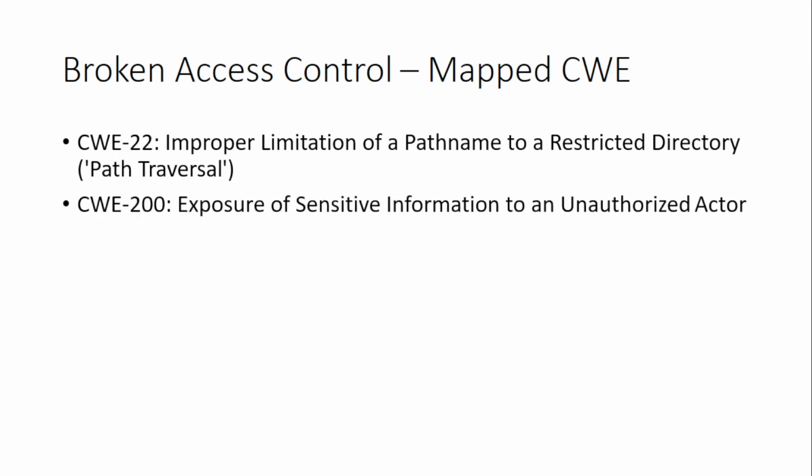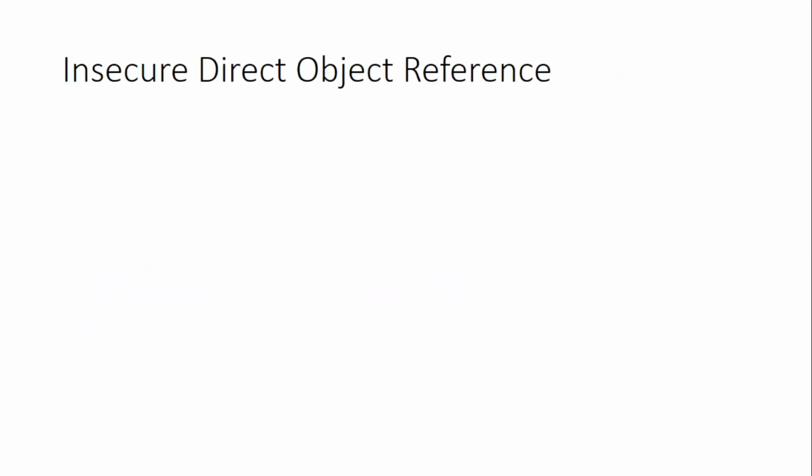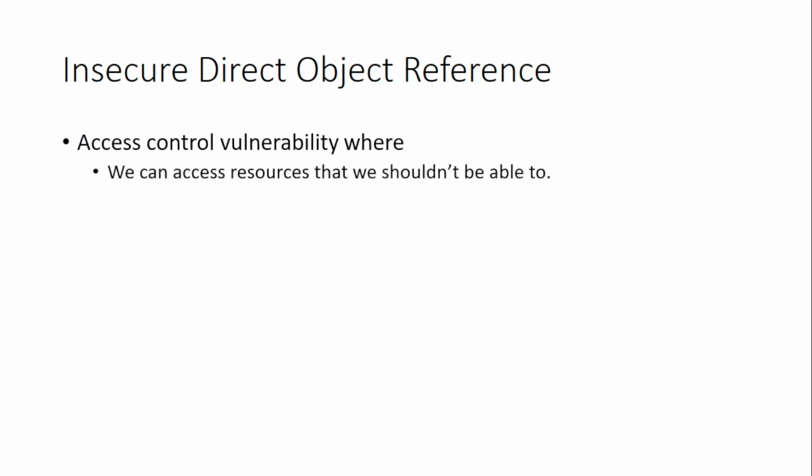Then there is CWE-200, which is exposure of sensitive information to an unauthorized actor, permission issues, insecure temporary file, and so on and so forth. There are many that are mapped to broken access control. Let's have a look at what IDORs are.